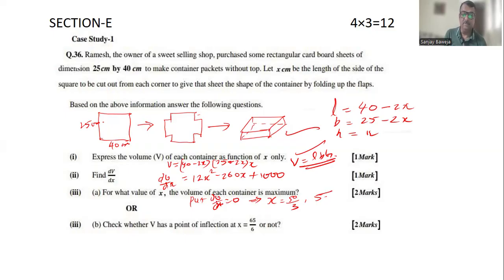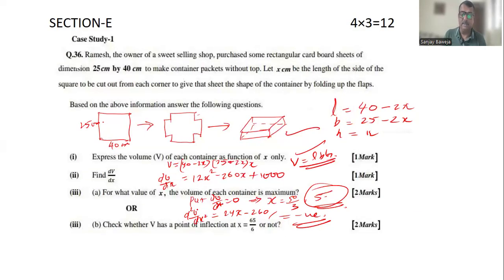So these are the values of x for which dV by dx is 0. We have to find when the volume of the container is maximum, which means the second derivative should be negative. So we find the second derivative, d2V upon dx square. In this case, it is very clear: 24x minus 260. If I put x equal to 5, this will be negative, right? So the second derivative at x equal to 5 is negative. Therefore, volume is maximum when x is 5. So the value of x is 5, right?